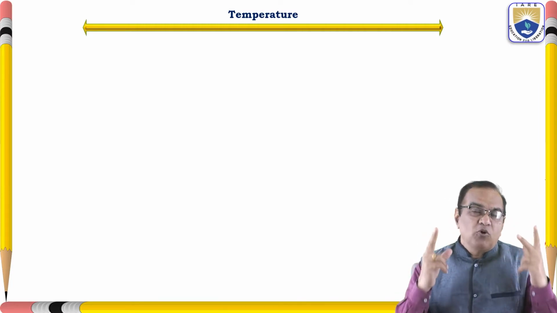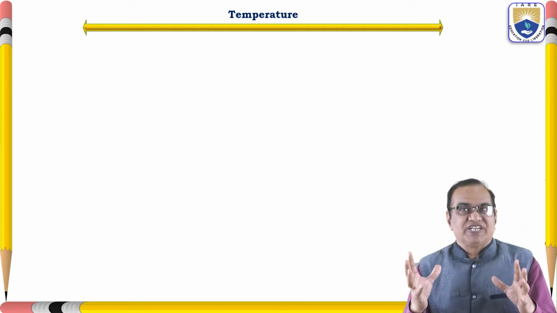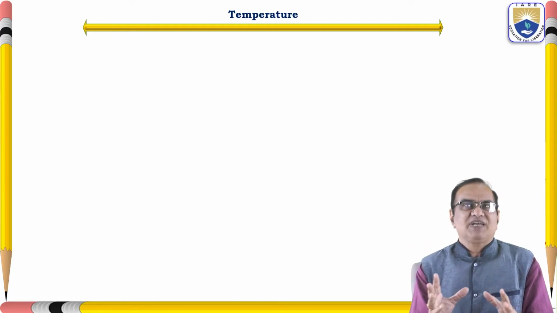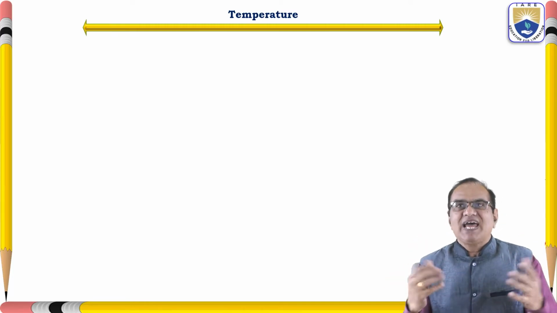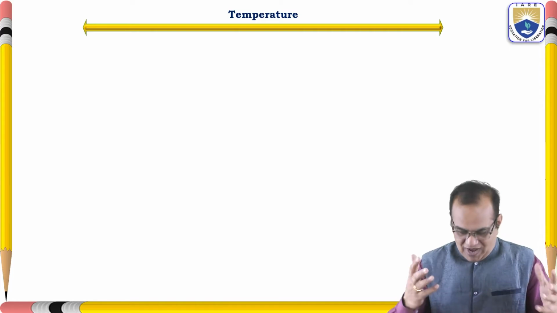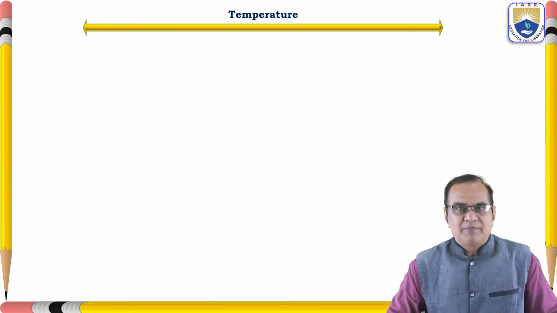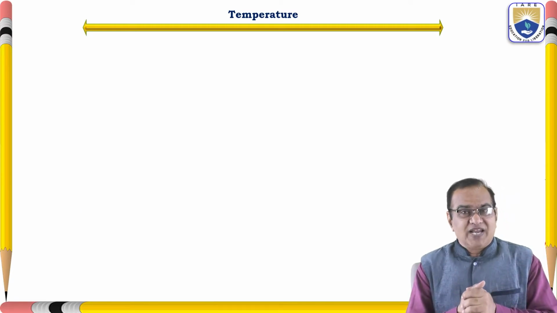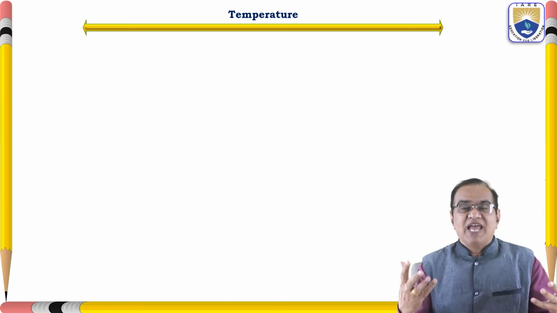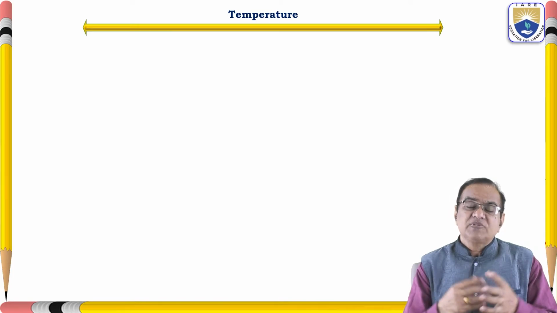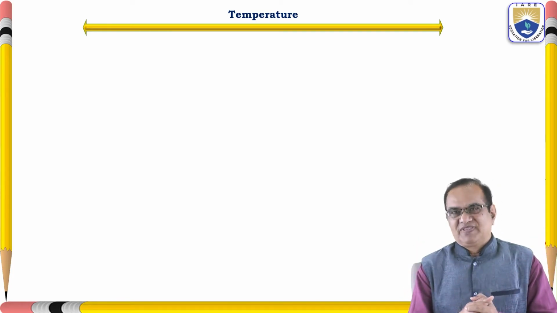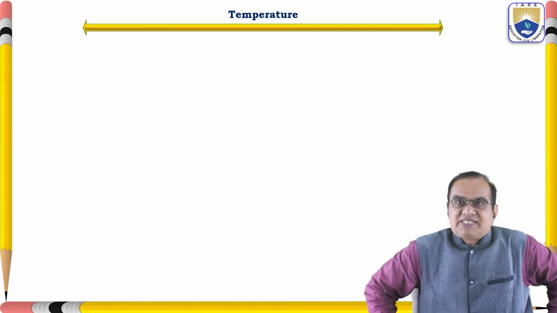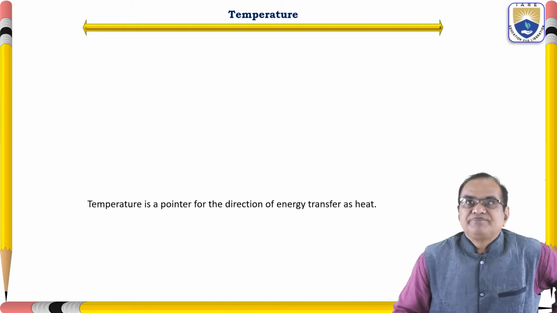We need a minimum of two properties to identify any state. So here I am discussing only the pressure and the temperature. Pressure I have already explained. Now I am going to discuss the temperature, because my topic of the day is the Zeroth Law of Thermodynamics, and this law describes the temperature. So that is very much essential.